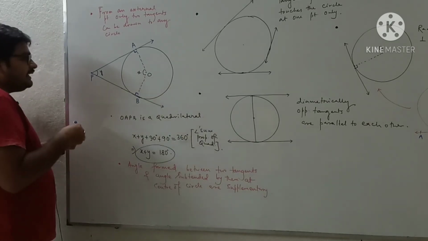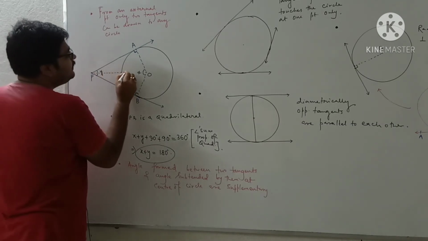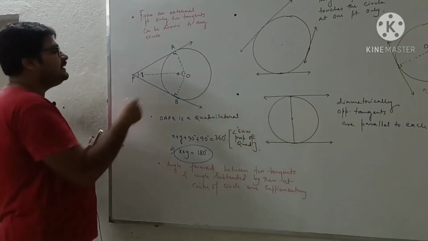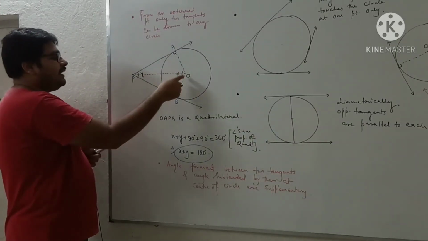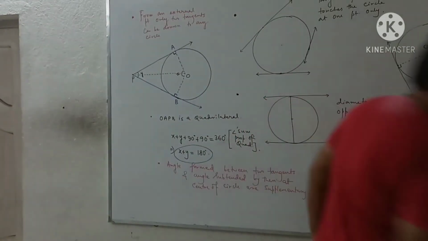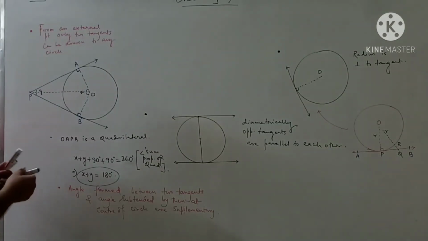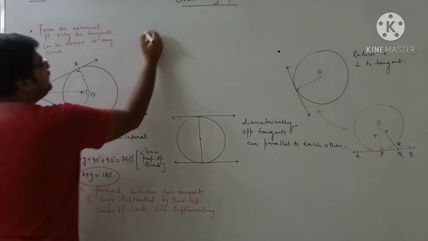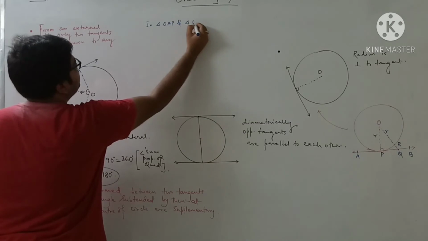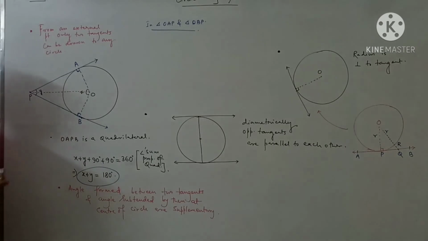Now the next thing to see: I am going to join O and P. So I have joined O and P. Now consider these two triangles, triangle OAP and triangle OBP. So in triangle OAP and triangle OBP, these are the two triangles I have taken.